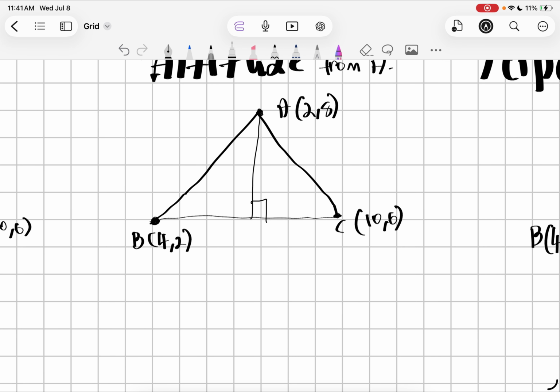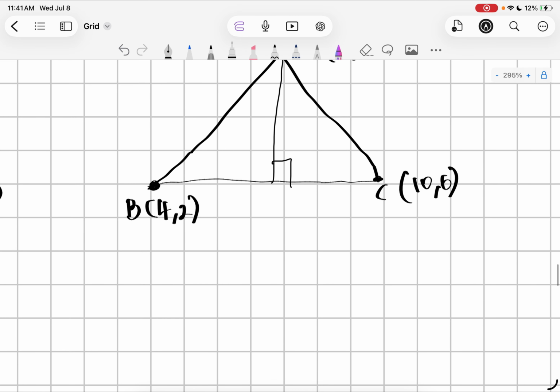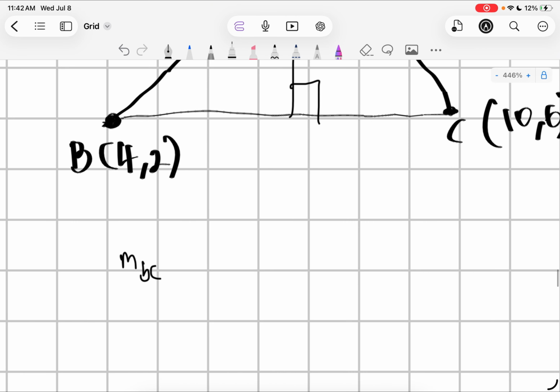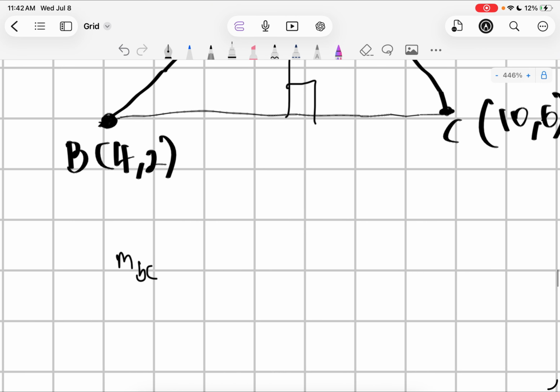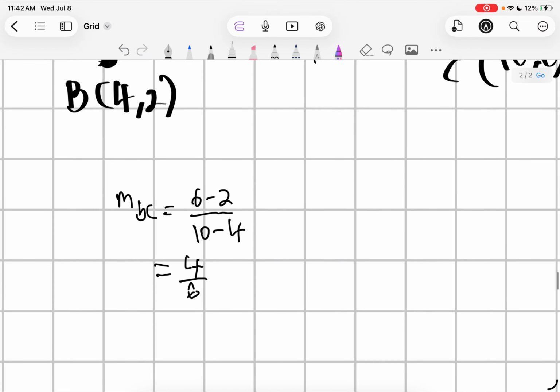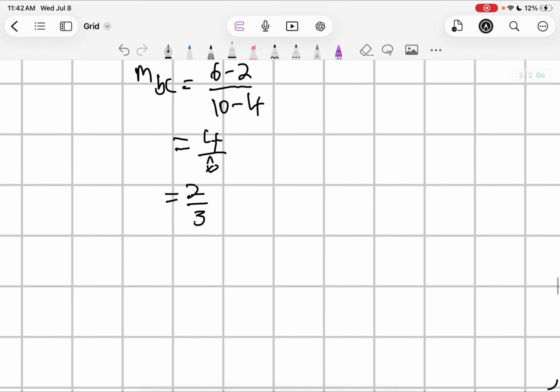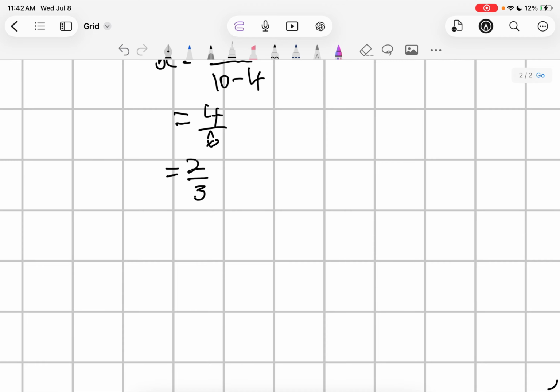since the altitude from A is perpendicular to BC, you would have to find the slope of BC. So m_BC equals (6 minus 2) over (10 minus 4) equals 4 over 6 equals 2 over 3. That would be the slope. Now you would have to take the negative reciprocal, since remember, perpendicular means so m equals negative 3 over 2.